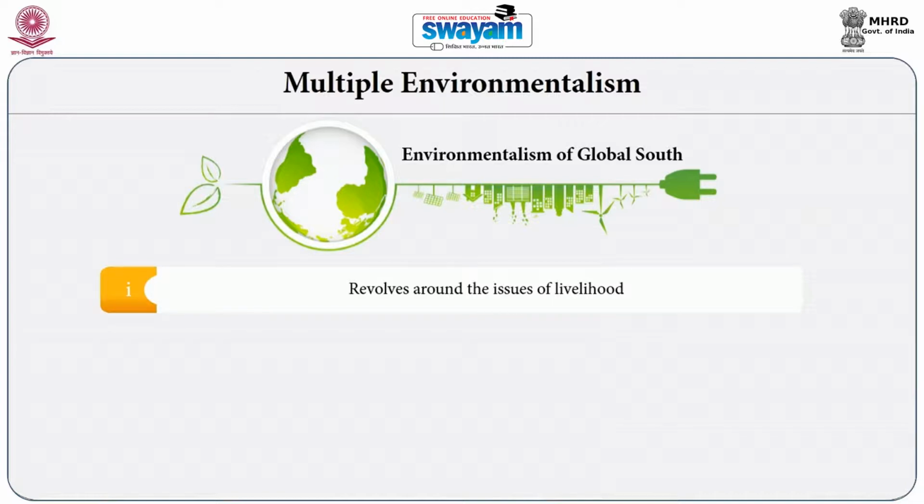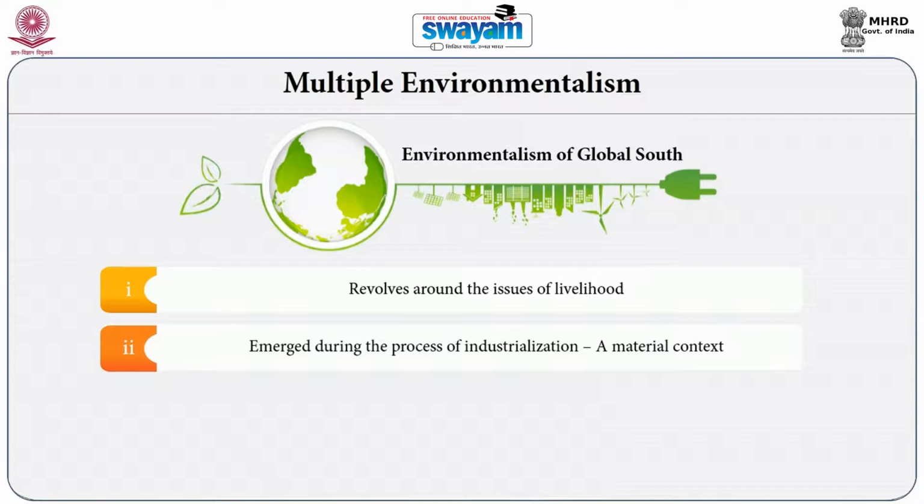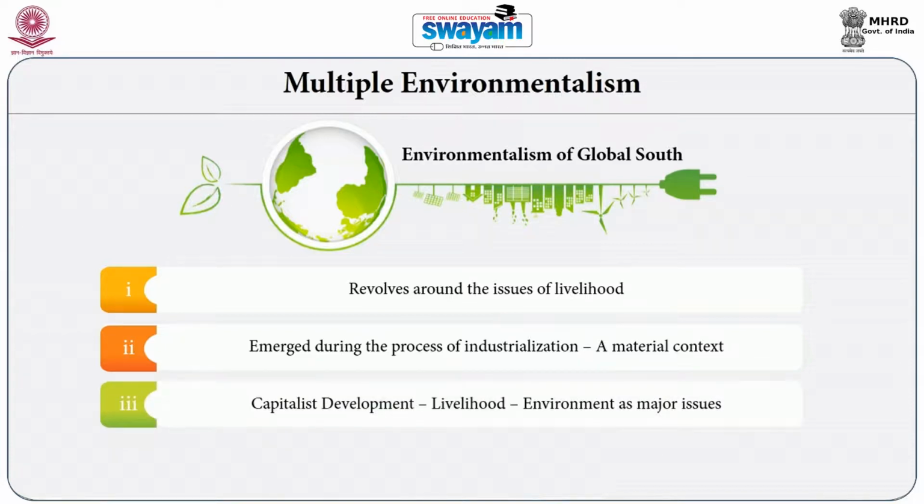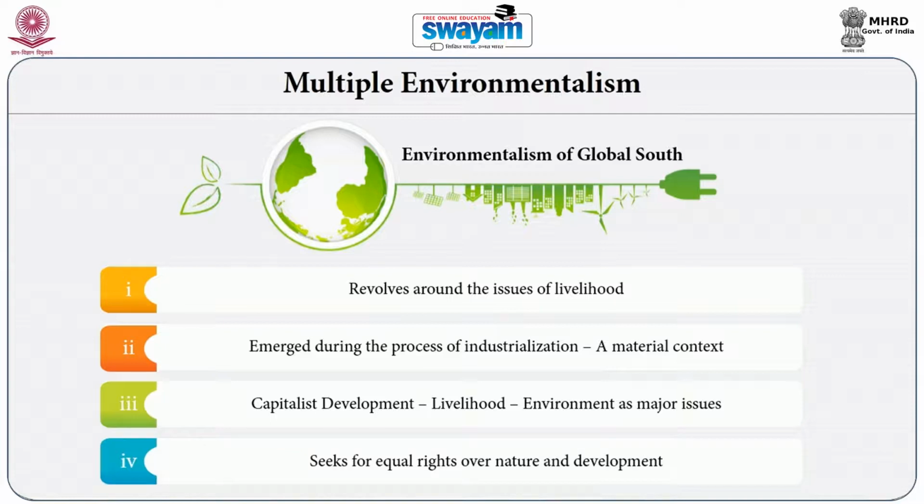Whereas when we come to environmental ideas in the global south, in the third world societies or developing nations, we find that environmental movements and ideology revolve around the issue of livelihood. Here these movements emerge during the process of industrialization, so in that sense there is a material context to these movements. The linkage of capitalist development, livelihood and environment constitutes the major issues of these movements, and environmental movements in the global south seek equal rights to environment and development.